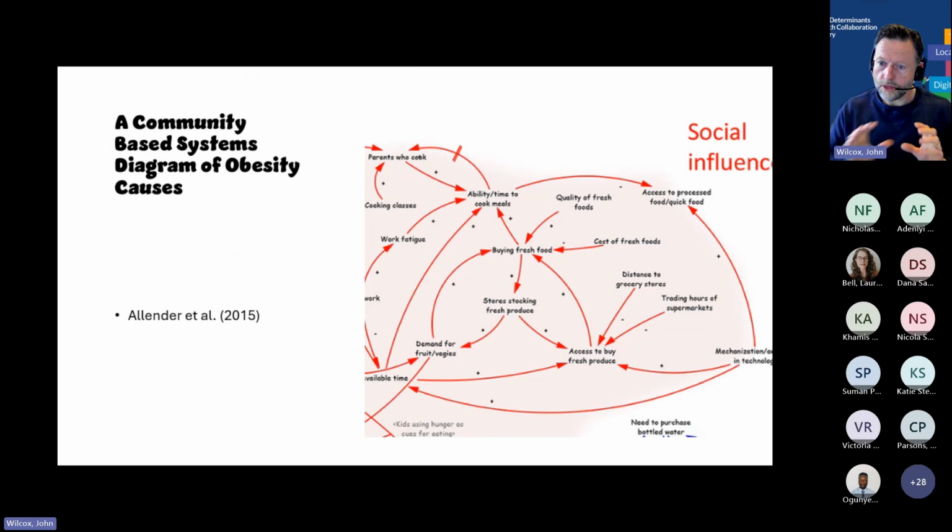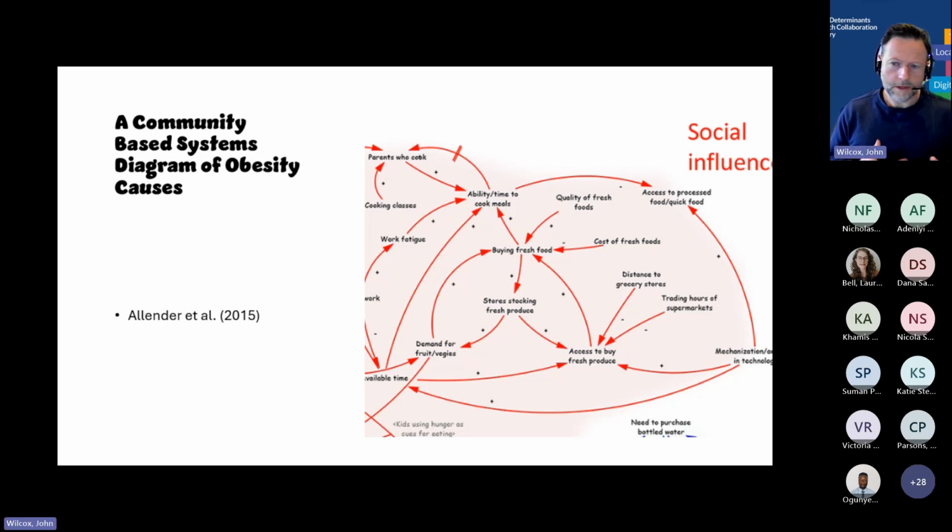And then, as I say, they've gone into how these different parts of the system interact. So on this slide, I've just zoomed in a little bit on one aspect of that, the social influences. If we pick up a particular aspect here, for example the ability and time to cook meals, we can see that parents who can cook has a positive impact on ability to cook meals. They also felt that things like buying fresh food impacted positively on time to cook meals. But interestingly, they put there was a negative association between ability to cook meals and access to processed food.